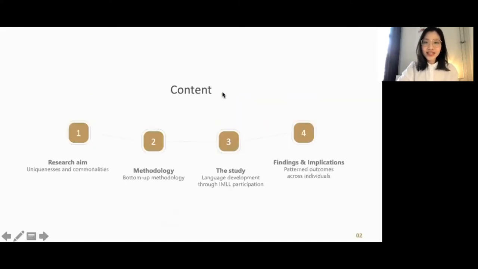In today's presentation, I will first briefly explain why we wanted to conduct this study, what we hoped to find out, and introduce the methods we used together with the main findings and implications.